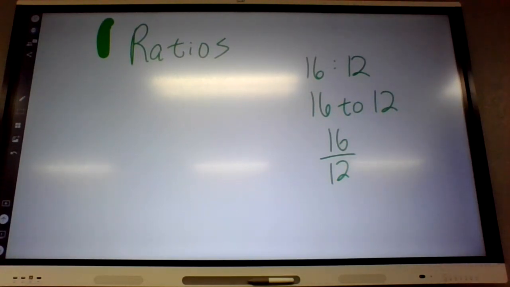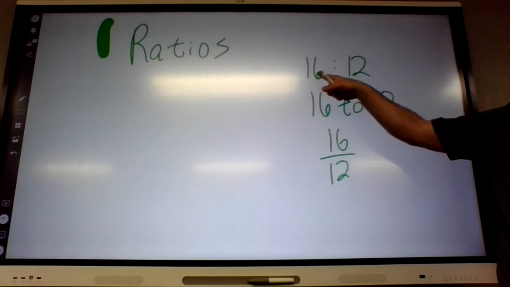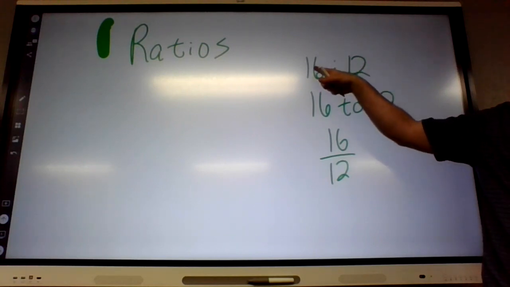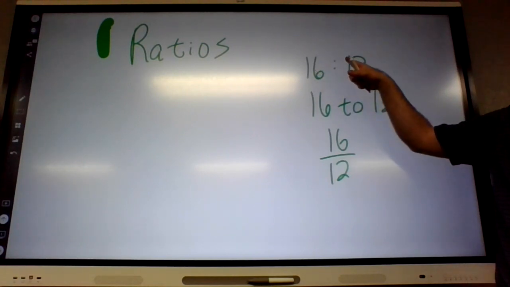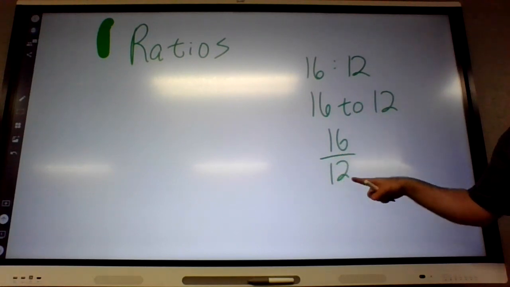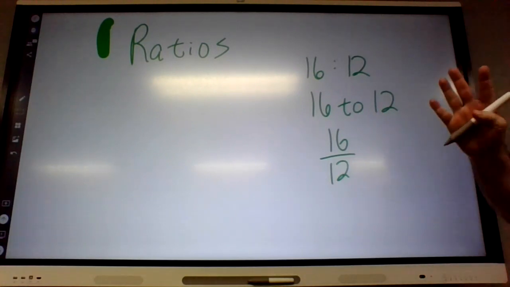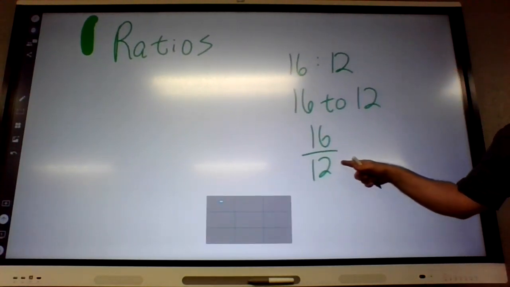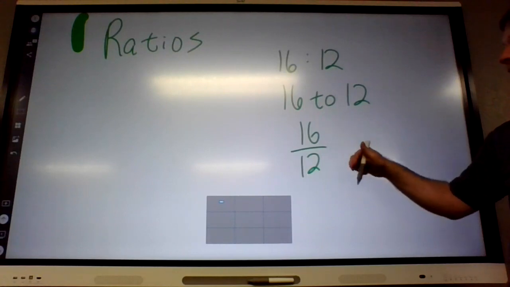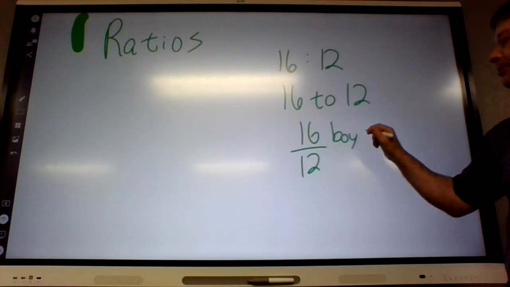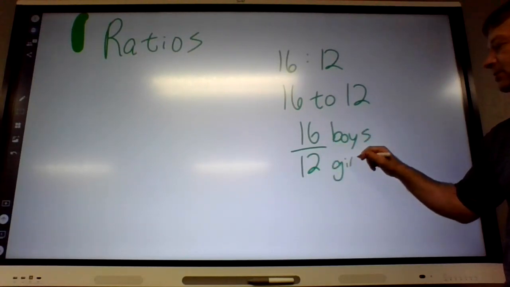Just like fractions, you can reduce, and you need to reduce ratios. So what can both of these be divided by? 4. And if you plug it in your calculator, it might change it to a mixed number, which you do not want to do, by the way. Ratios are not mixed numbers. You're comparing two different things, like boys to girls or something like that.